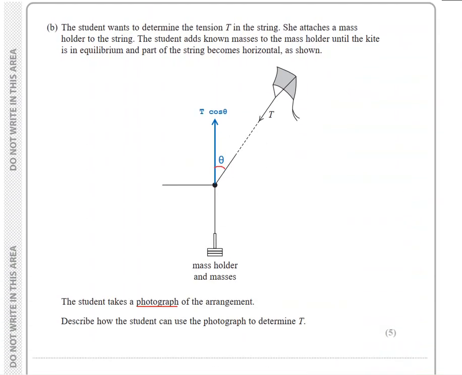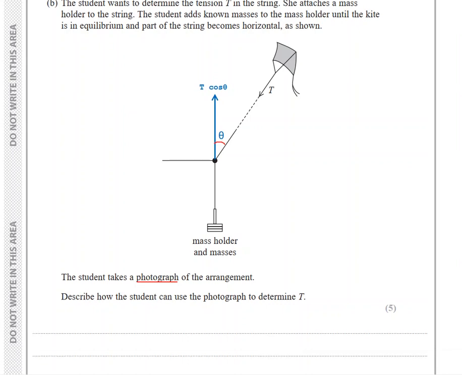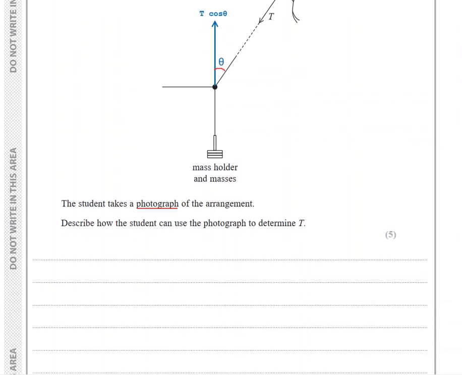The next question says, the student wants to determine the tension T in the string. She attaches a mass holder to the string. The student adds known masses to the mass holder until the kite is in equilibrium and part of the string becomes horizontal as shown. So over here, mainly focus on the vertical component of tension. This tension is balancing the weight. So there must be a force over here as well, but that's not very important.